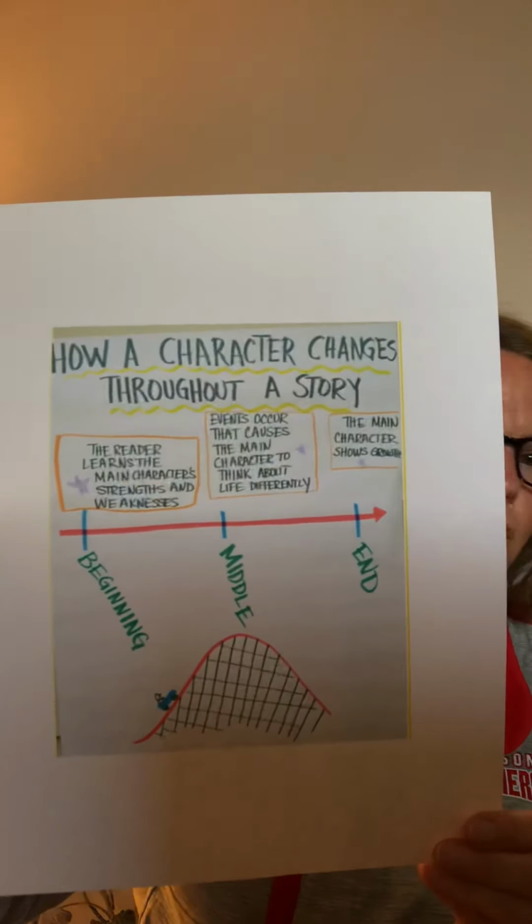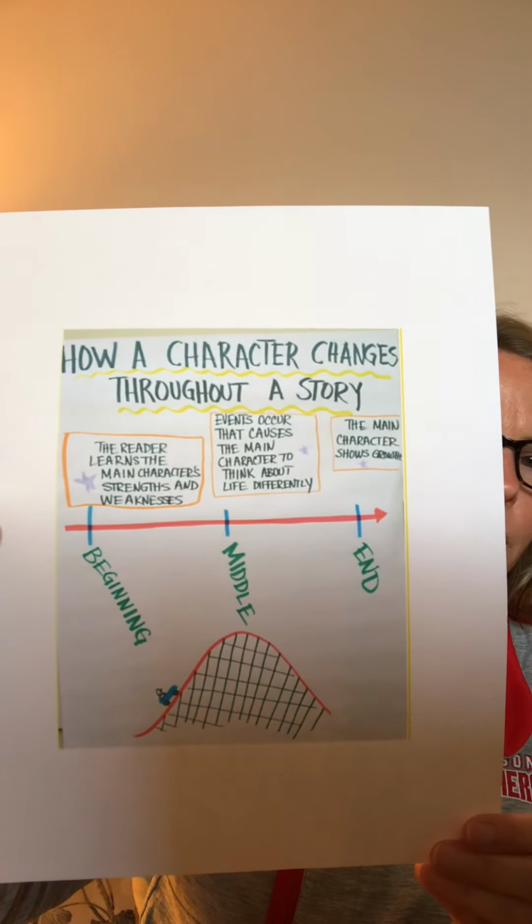But the beginning of a story, you often learn about the character's strengths and weaknesses. In the middle of the story, there are events that happen that causes the character to think about life a little bit differently. And usually by the end, the character has shown change. Usually they've grown in one way or another. I think about the story Old Yeller we read at the beginning of this school year. In the beginning, Travis was annoyed with his dog. He was annoyed with his brother. He was annoyed with the hard work.